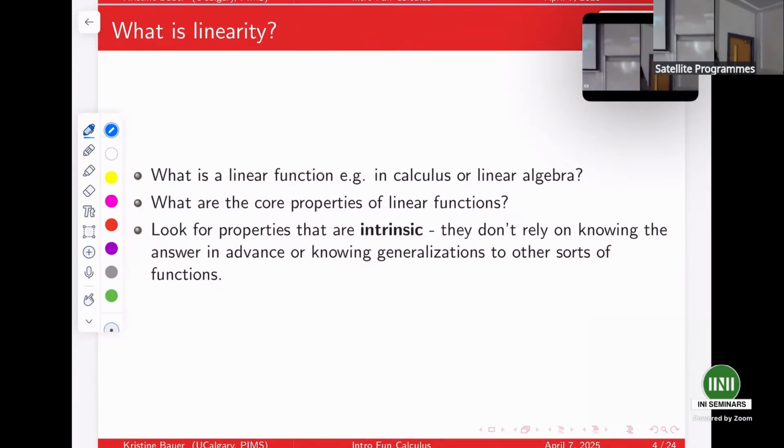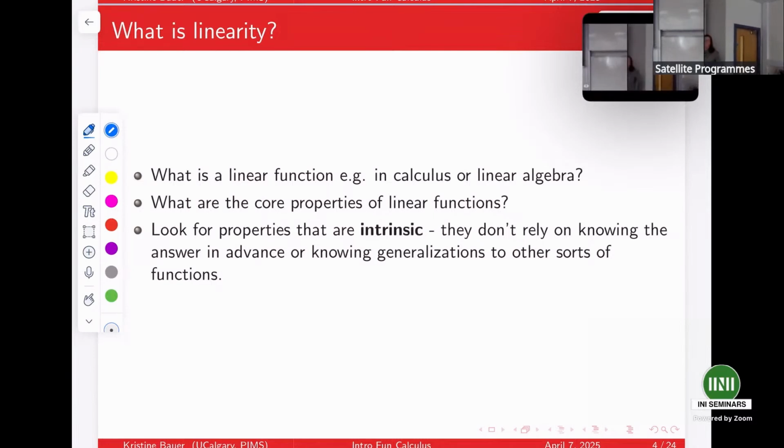Okay, so this is the audience participation part. And Florian, I have you monitoring the chat. So if you're not in the room, there is somebody here who will be able to share your thoughts. What would you tell your students? Sorry, what was the question? What would you tell your students a linear function is in calculus or linear algebra? And what properties do those functions have?